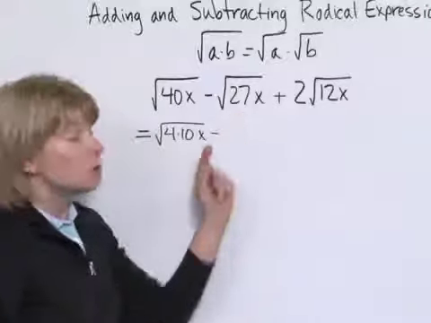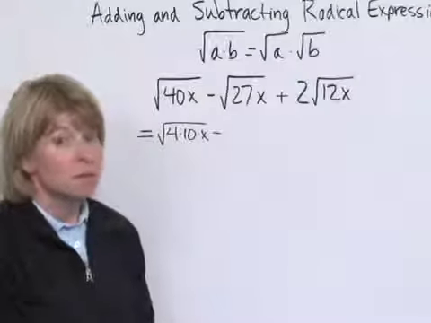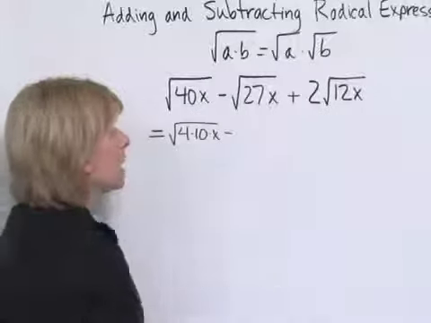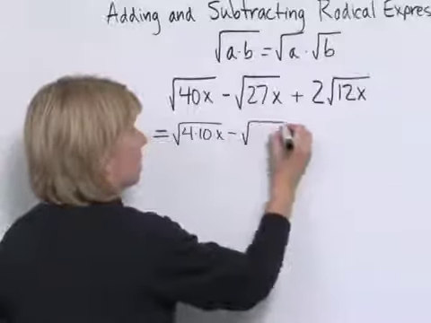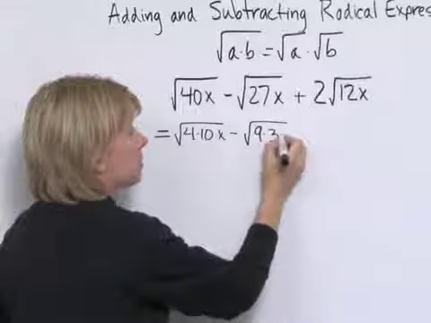For the middle square root, the square root of 27, we want to again ask, what is the biggest perfect square that divides into 27? And that is 9. So we're going to write 27 as 9 times 3.